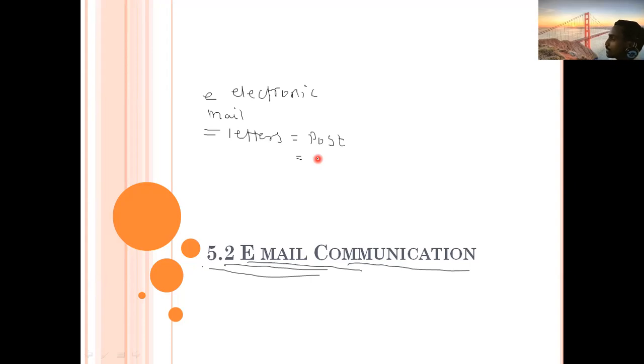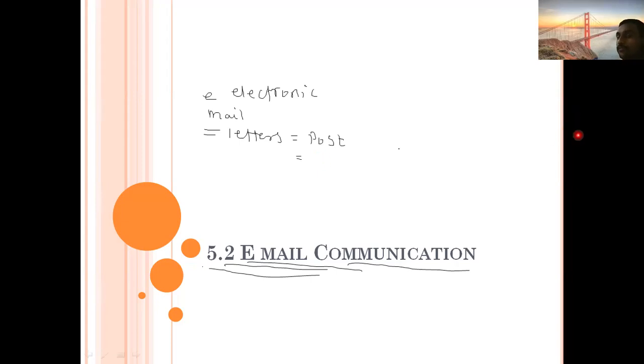Why is it called the fastest means? Because within a few seconds, not even 1 minute is required to send an email to someone, and within a fraction of seconds it appears in the inbox of someone else, maybe his or her email ID. So therefore it is the fastest means of communication, and it is not just fastest, it is very convenient. And again, try to understand, it is free of cost.